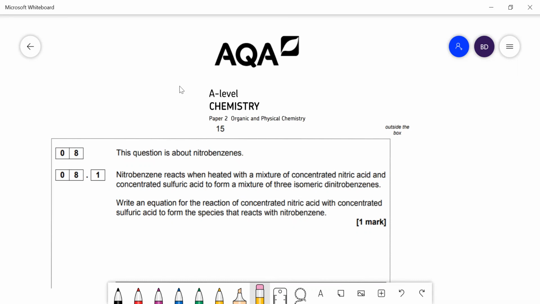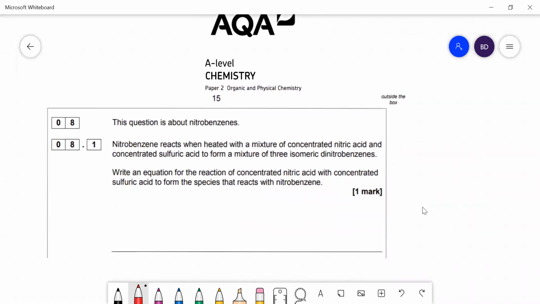Nitrobenzene reacts when heated with a mixture of concentrated nitric and sulfuric acid to form a mixture of 3 isomeric dinitrobenzenes. Write an equation for the reaction of concentrated nitric acid to form the species. So we're talking about the electrophile here, NO2+, which is going to attack the benzene ring. Normally we have it just reacting with a benzene ring, but here we've already got a nitro group stuck on there. So now it says an equation.